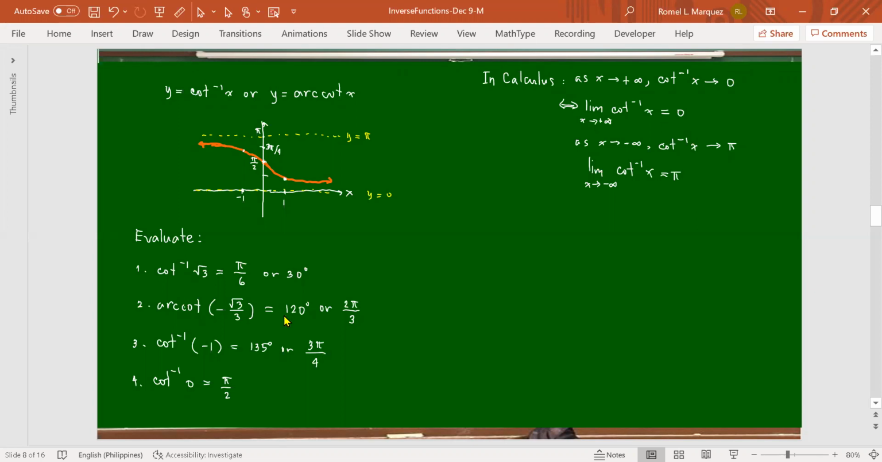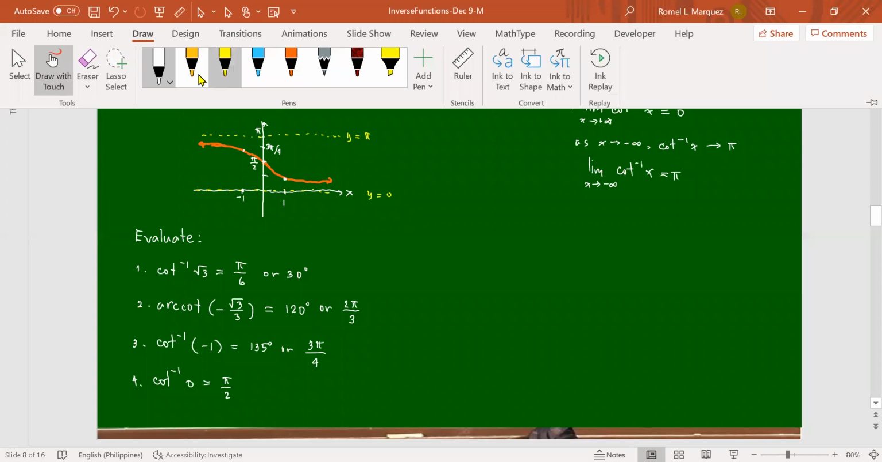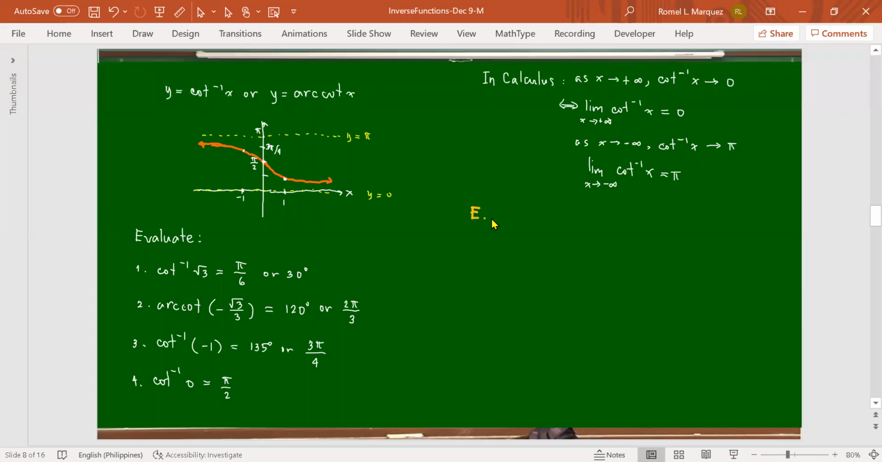A question, guys? Guys? We're now on letter E. Inverse cosecant. Inverse cosecant. We have a problem here. Inverse cosecant function.